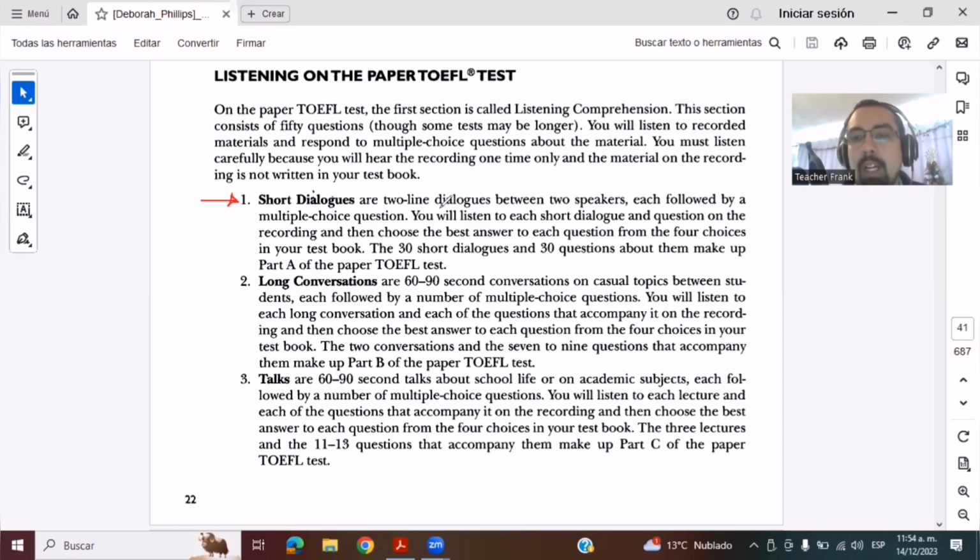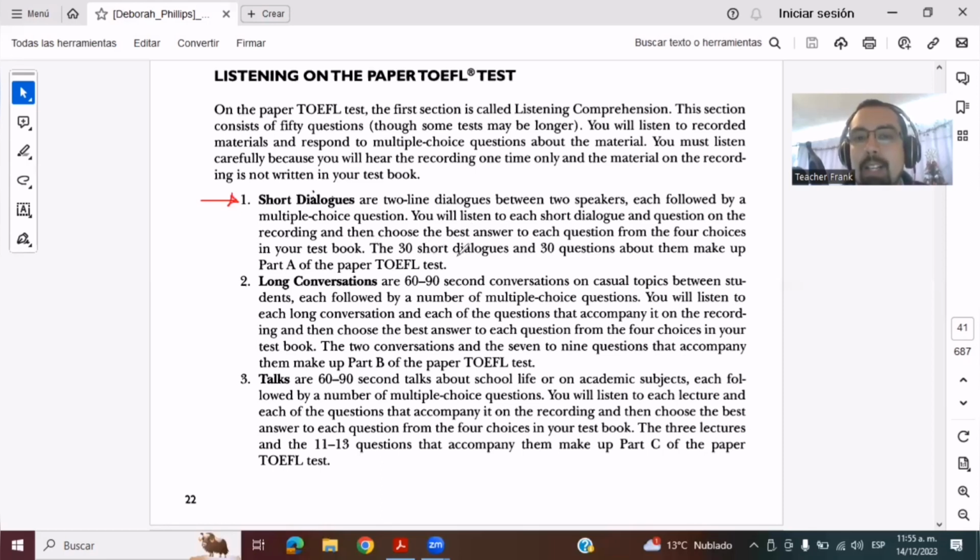So 2 people talk, and then the narrator will ask, what does the man mean? Or what does the woman say? Or what does the man imply? Or what will the woman do next, for example? So you will listen to each of these short dialogues and then answer the questions in the recording, and on your test booklet.